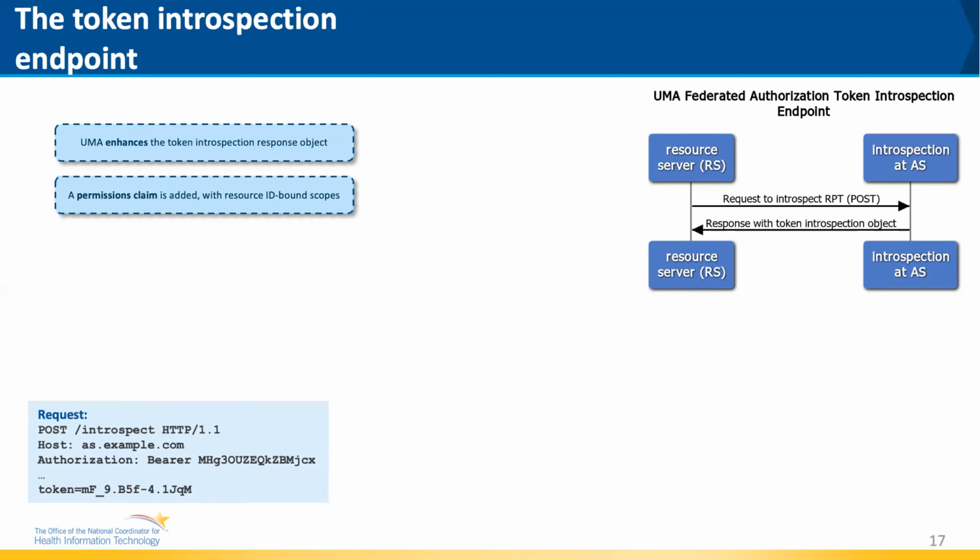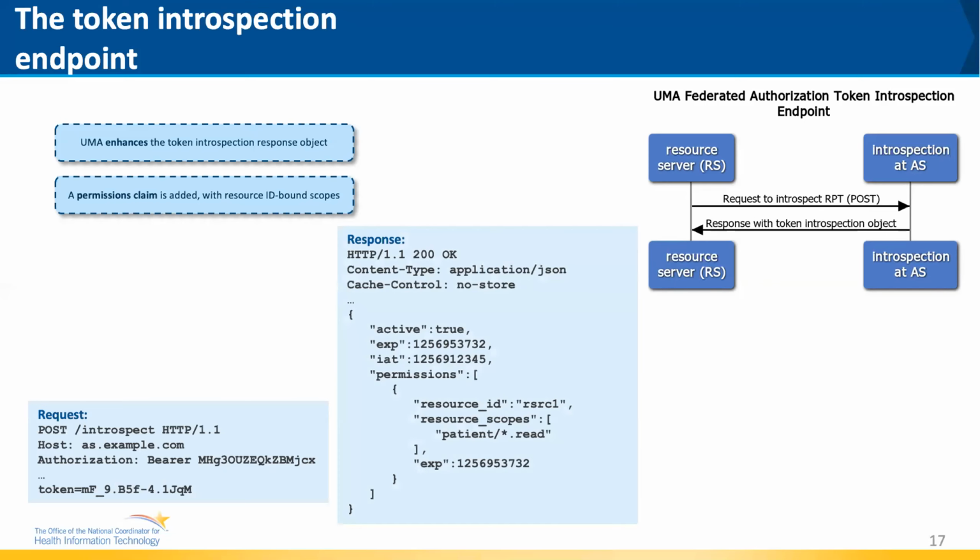So in the request, you're basically just sending the token, and you're getting back this response object. And here you see the permissions object that we've enhanced so that you have the resource ID and the scopes. And there's just the one scope in there.